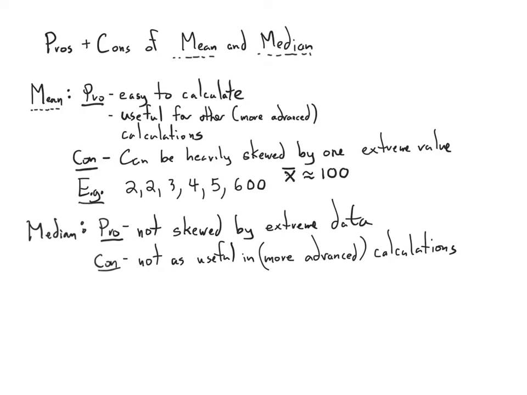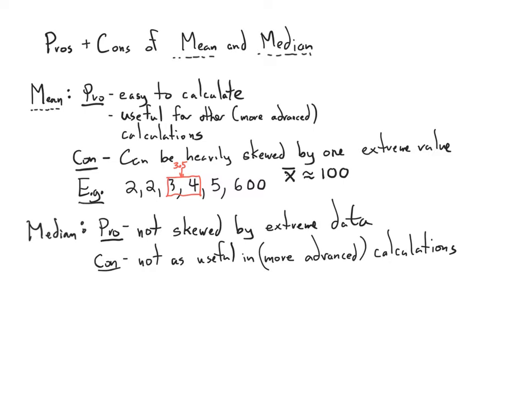Well, what about the median? Well, the median, one of its pros is it's not skewed by extreme data. You can see here the median of this data set. This is in order. So there's 6 elements, so it's going to be the average of these two, which is 3.5. And the median would be 3.5 if this number was 6 or 600 or 6 million. Remember, all you care about in the median is the order of the data. Once you have it ordered, kind of how extreme the values are on either end doesn't really matter. So the median isn't skewed by extremely large or extremely small values.